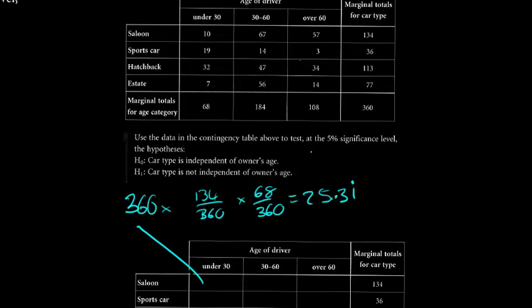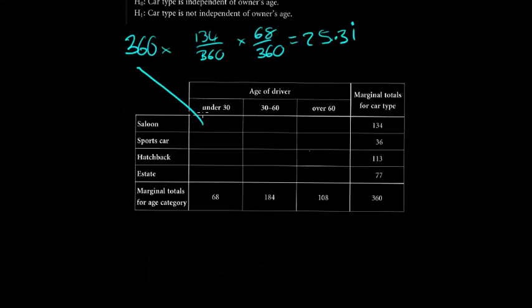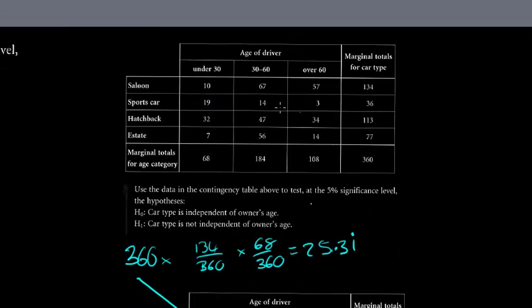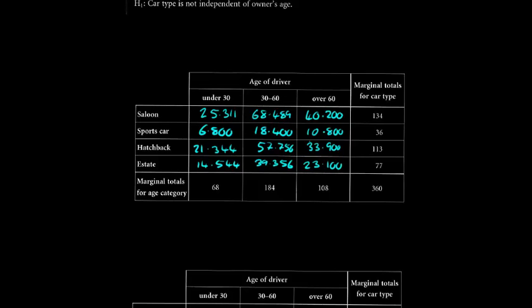Now, this is the expected value for each of these. So I'm going to fill out the rest of this table by doing the same principle. This cell here will have 360 times 134 over 360 times 184 over 360. This cell will be 360 times 113 over 360 times 108 over 360. And all those numbers I'll put in this table here. So there we have it: the expected frequencies in the cells all filled out.